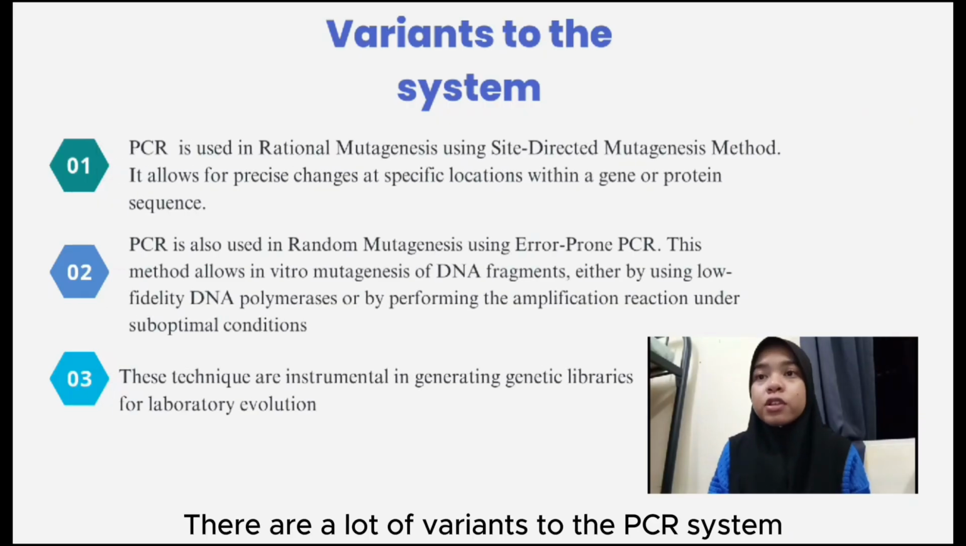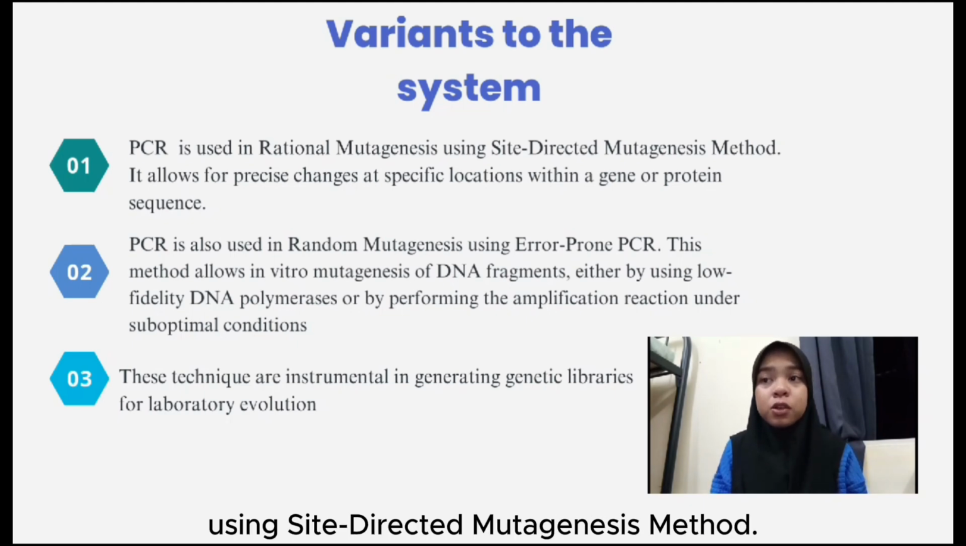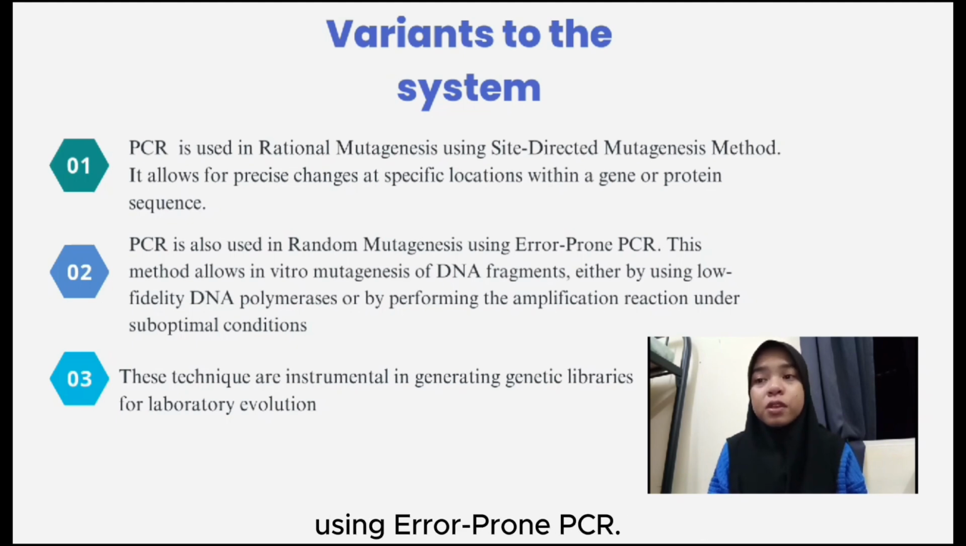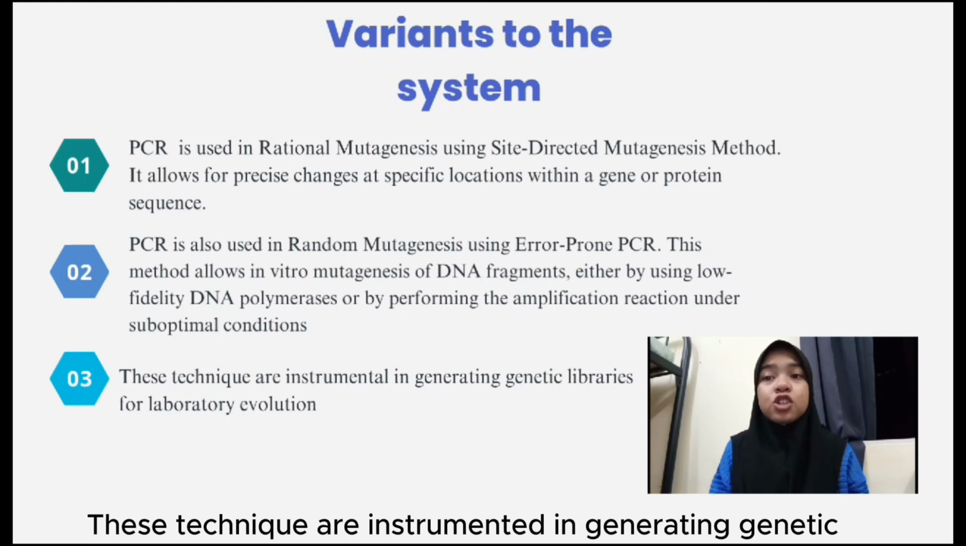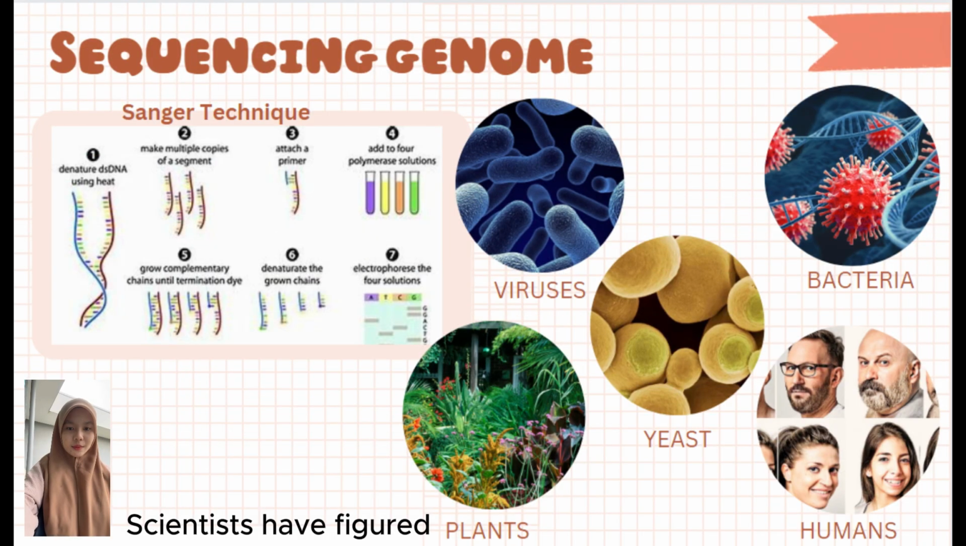There are a lot of variants of the PCR system. For example, PCR is used in rational mutagenesis using the site-directed mutagenesis method. Second, PCR is also used in random mutagenesis using error-prone PCR. These techniques are instrumental in generating genetic libraries for laboratory evolution.